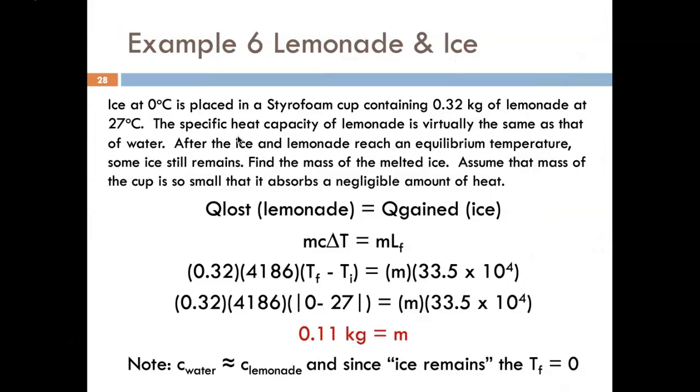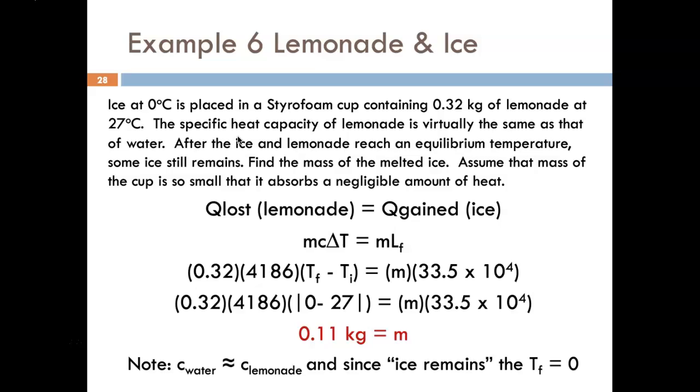So here's another example. We've got ice at 0 degrees placed in a cup containing lemonade. And now for the lemonade, we're going to use the same specific heat of water, because it's basically the same thing. It's water with some sugar and flavor in there. So after the ice and the lemonade reach an equilibrium temperature, some ice still remains. So that's a little clue right there. You're putting ice in the lemonade, and it's going to melt, and some ice still remains, which means your final temperature is 0.